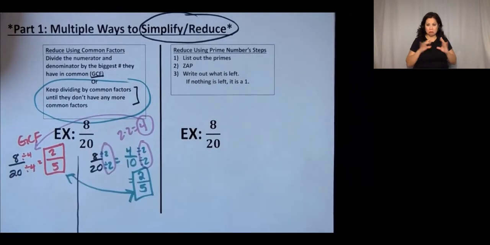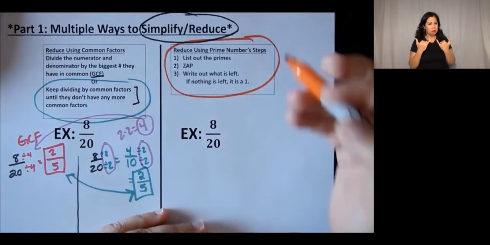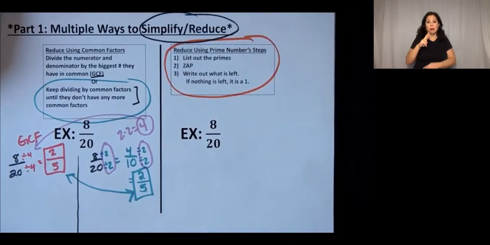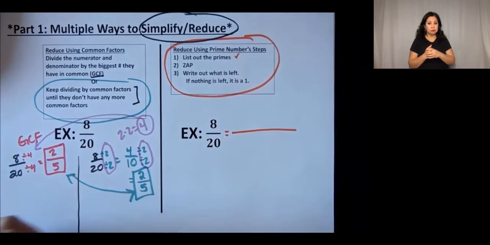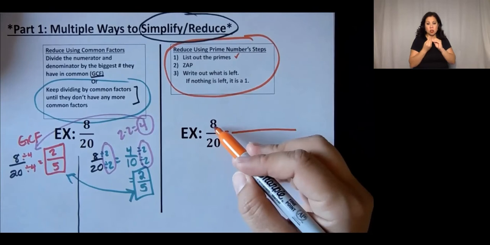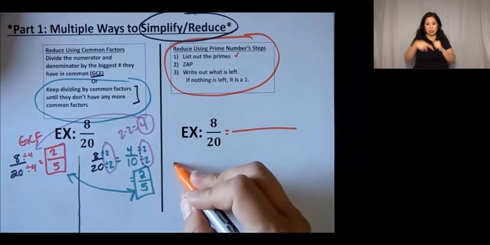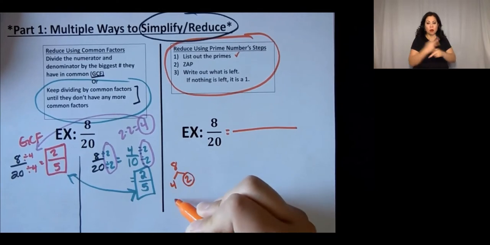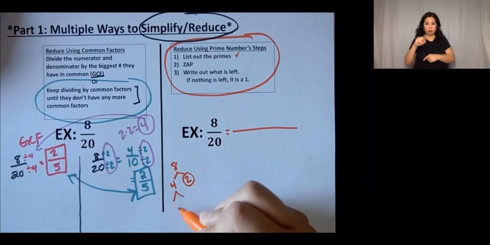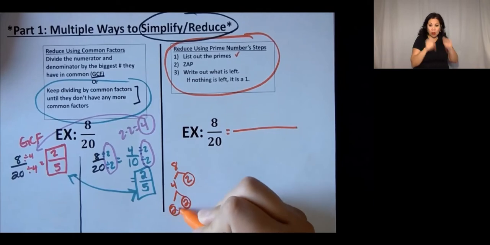So this way is using primes, prime numbers. When we do this, what we're going to do is list out the primes for each number. For 8, let me just do my little prime tree just to make sure. 4 times 2, 2 is prime. 4 is composite, so I'm going to break it down again. 2 times 2 is 4.